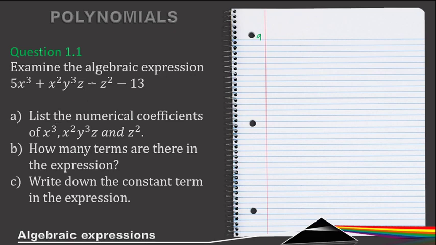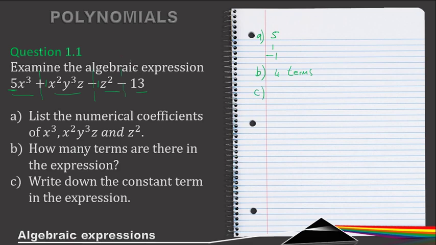x cubed's coefficient, so that's over here, and the number in front of x cubed is 5. So that's going to be 5. Then for this term over here, we just have plus this term, so there's an imaginary 1. So that means it's 1. And then for z squared, over here it's negative 1. Then B, how many terms are there in the expression? So if we separate them with the plus and minus signs, then we have 1, 2, 3, 4 terms. So 4 terms.